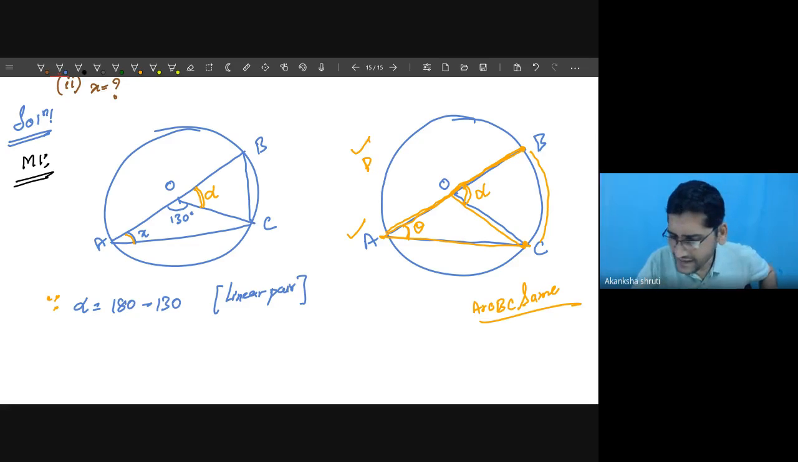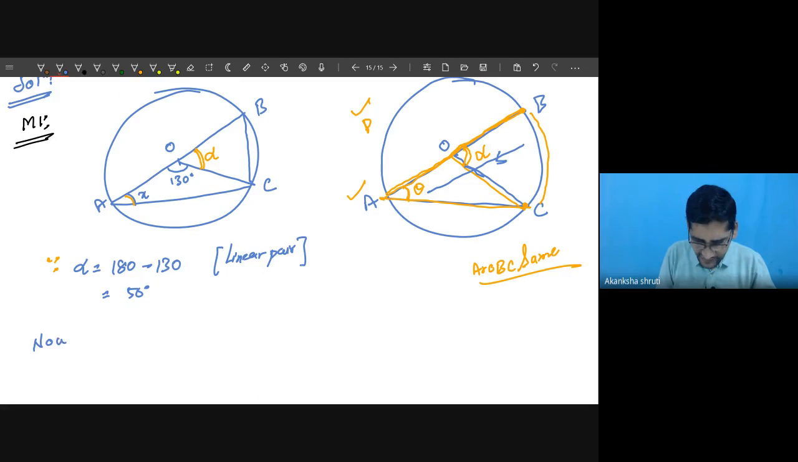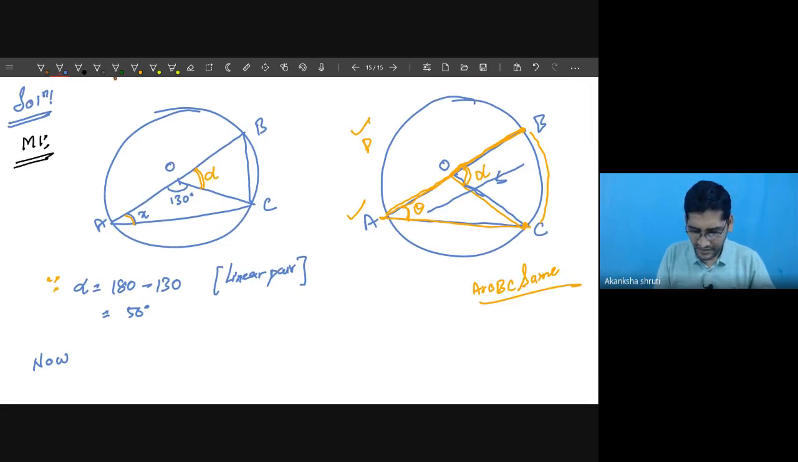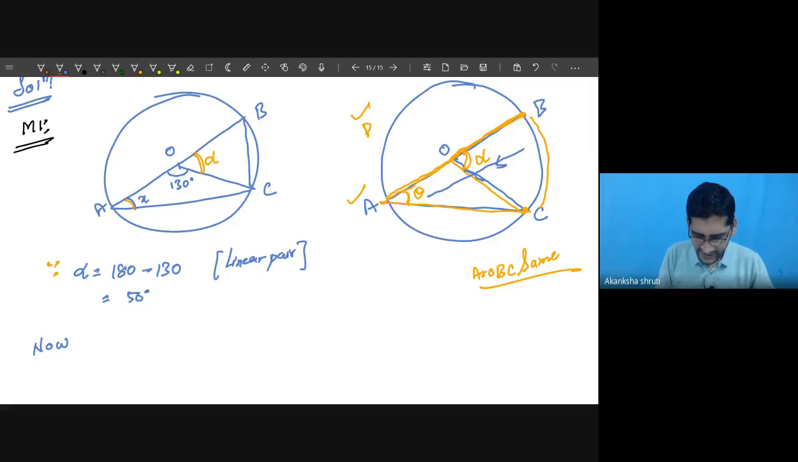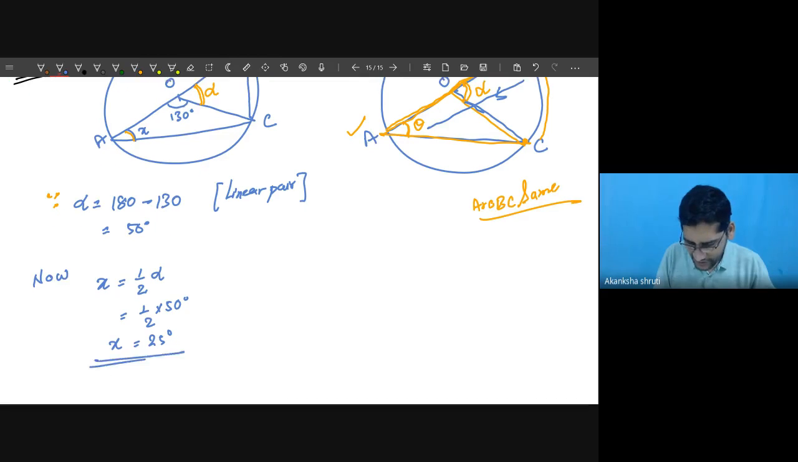Now we are observing that moving from here to here, first we are meeting with the alpha, means on this line, the alpha angle is formed. Then this theta angle is formed. And alpha we have calculated as 50 degree. Now this X, which is the angle at the circumference, can be calculated by half of the angle at the center. So just put it, half of 50 degree, it becomes 25 degree. So this way, the value of X is 25 degree.